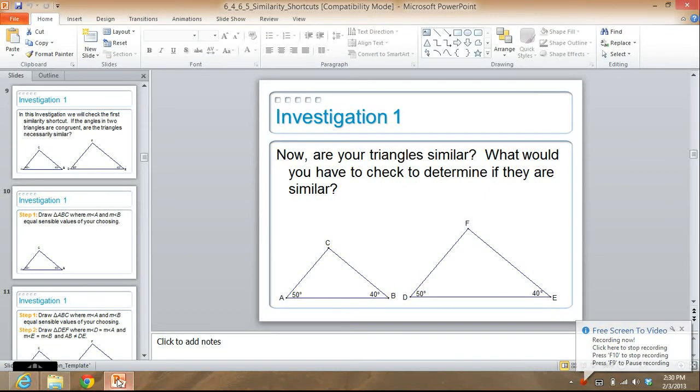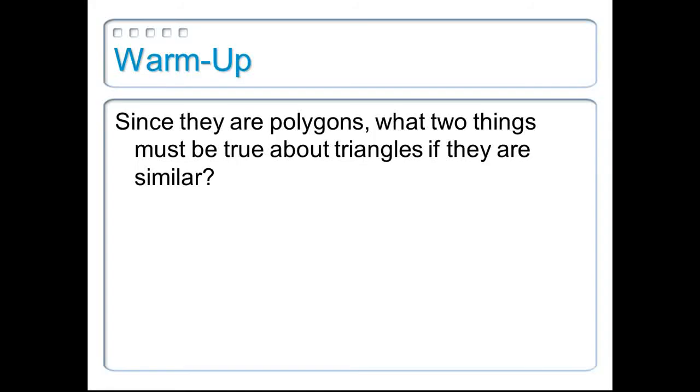Investigation 1 here. What we're going to do is just do a little investigation, see if we can come up with a shortcut that will save us time when we want to figure out if two triangles are similar. So let's get into the PowerPoint here, and I'll go to the slide.